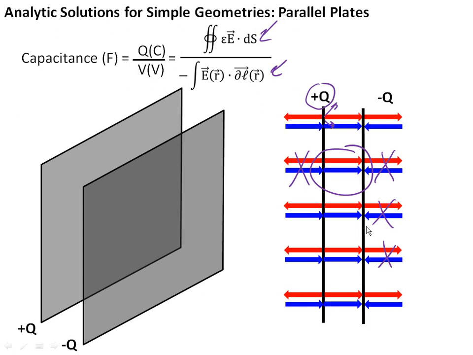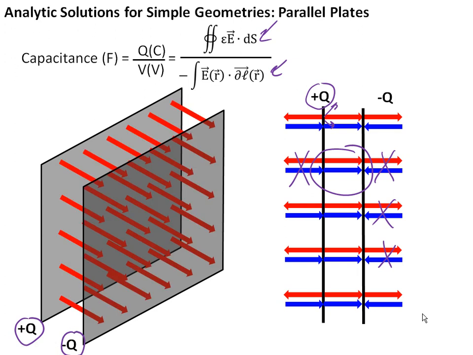We call that a capacitor. So essentially what we do is we take two metal plates and we put a charge plus Q on one metal plate and a charge minus Q on another metal plate. This is going to induce an electric field that points from the positively charged plate to the negatively charged plate.